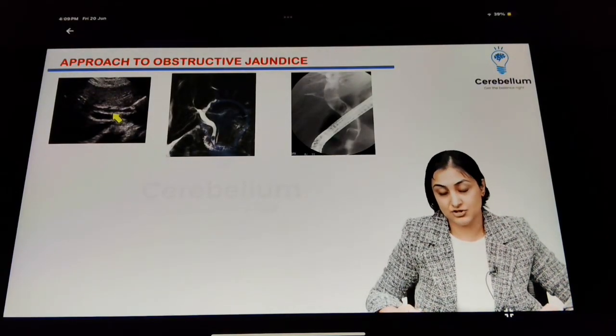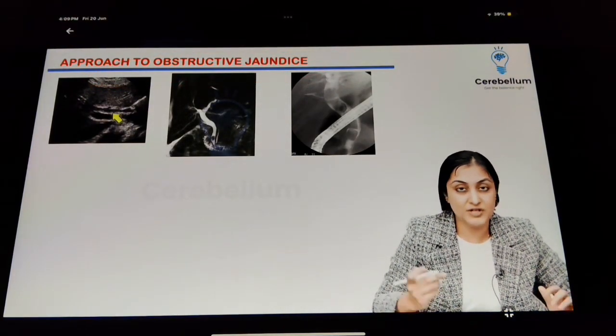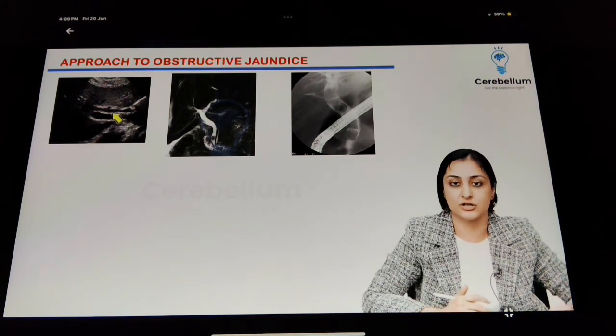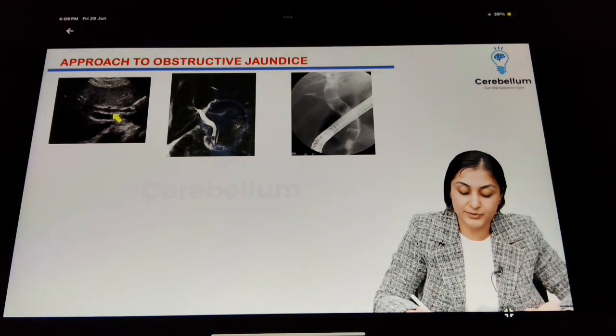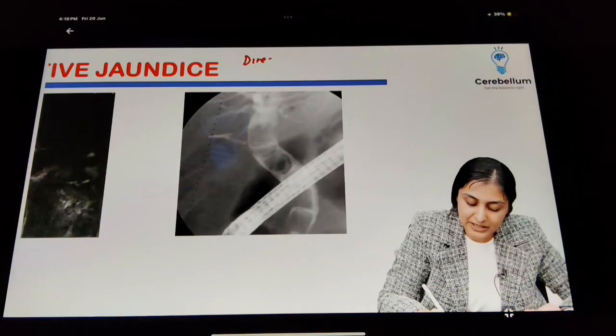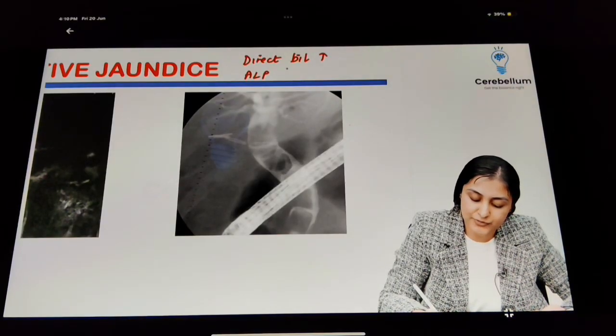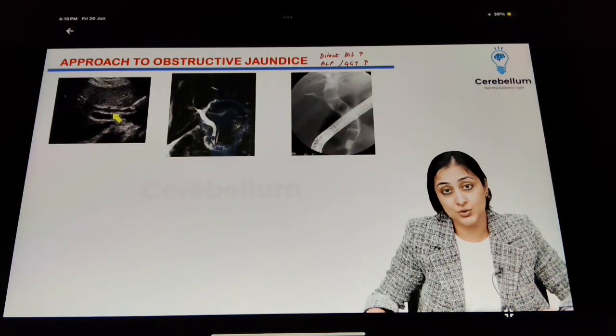So then what is the best investigation? So now let's talk about the approach to obstructive jaundice or any cause like CBD stones, which is causing the obstructive jaundice. First off, they'll tell you that there's a patient who has come to you with jaundice. There are pale stools. They'll give you lab parameters like direct bilirubin is raised. They'll give you markers of obstruction like ALP, GGT being raised. And then they'll ask you, what is the next step?